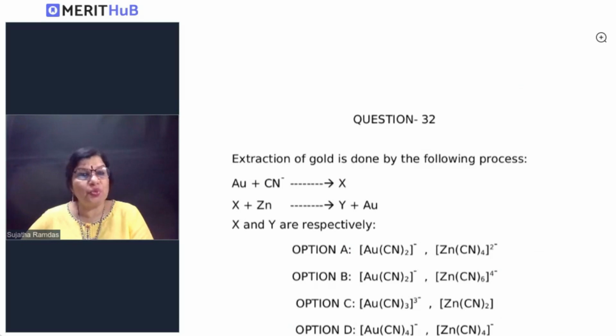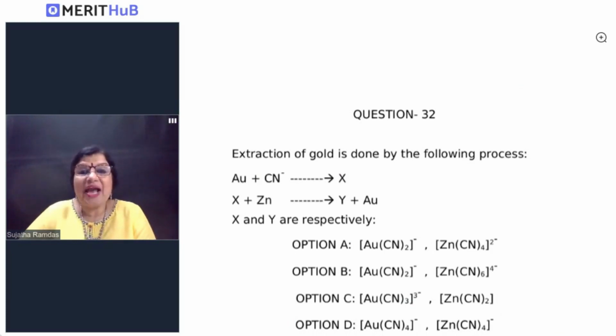Question number 32, an interesting question again. Now, this is taken from metallurgy. Okay, let's read the question. Extraction of gold is done by the following process. So, two equations are provided to you here, and you need to identify X and Y.